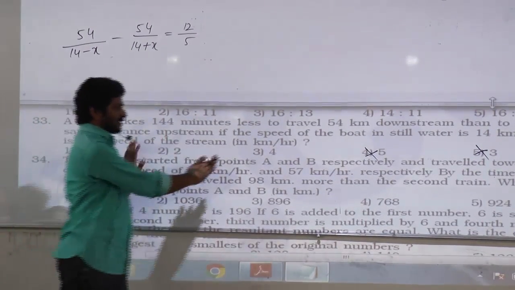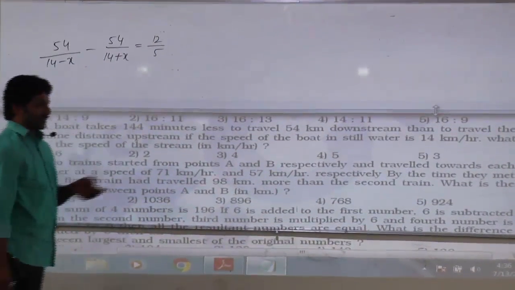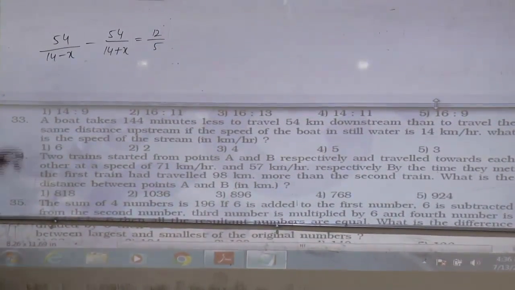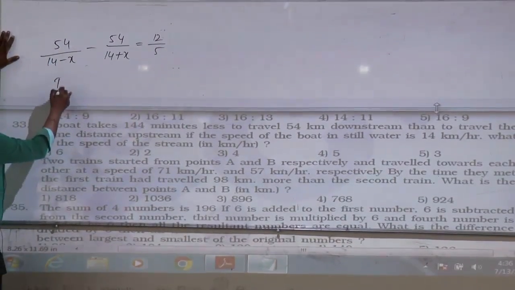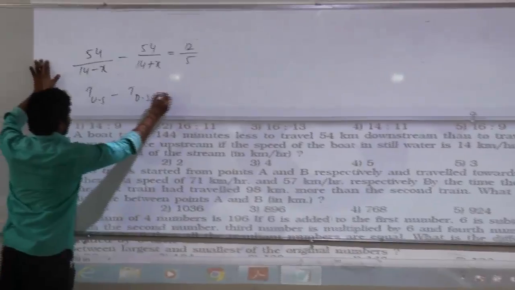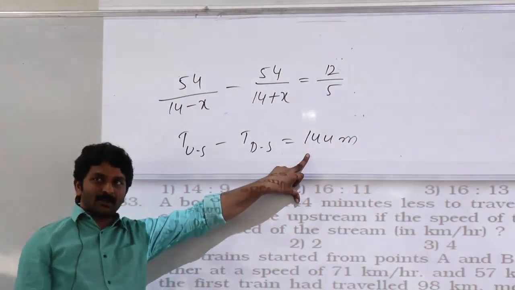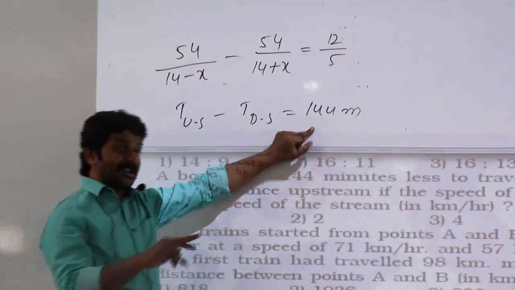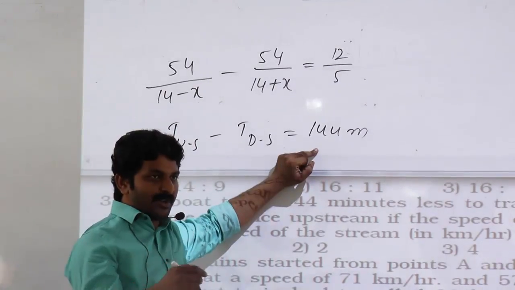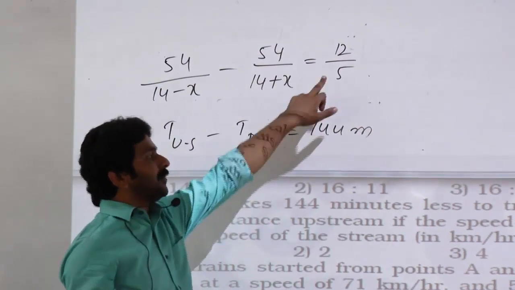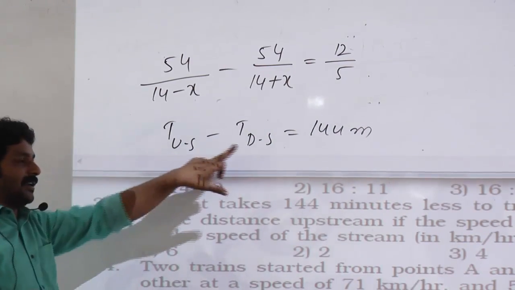144 is the difference of the time taken in upstream and downstream. So that is the time difference. Time, in the sense, distance by speed. So time taken in upstream minus time taken in downstream will be equal to 144 minutes. Let me convert minutes to hours first. 2 hours in the sense 120 minutes. You still have 24 minutes. Minutes converts to hours: 24 by 60, which is 2 by 5. So 2 and 2 by 5, that is 12 by 5. This is the time difference in upstream and then downstream.